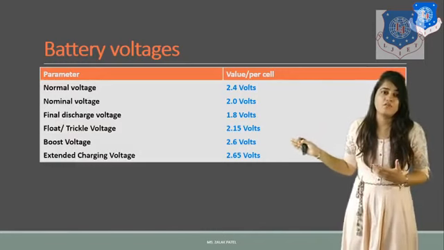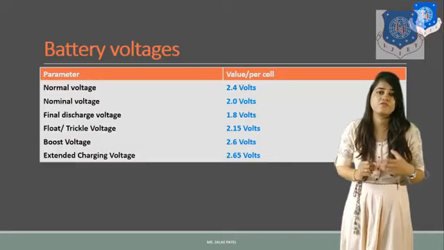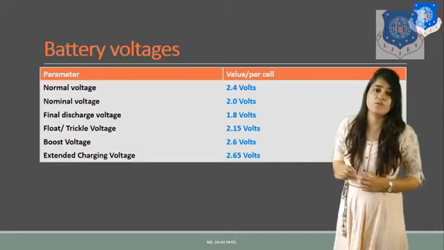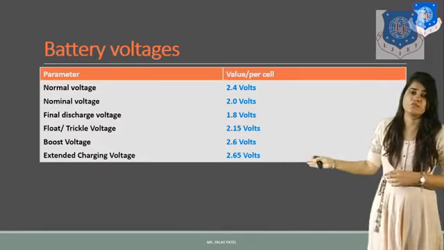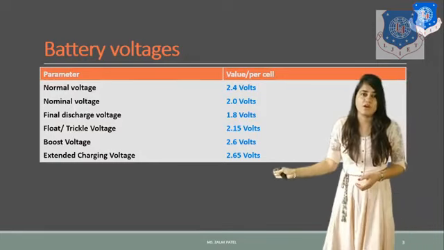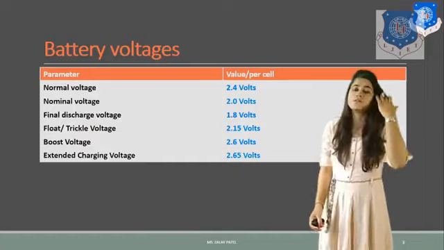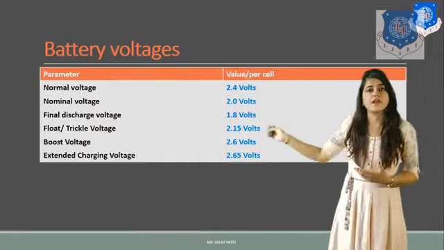Float or trickle voltage means the voltage present between the charging and discharging points of the battery, and it is 2.15 volt. The boost voltage is 2.6 volt and the extended charging voltage is 2.65 volt. So these are the different battery voltage parameters and their values.